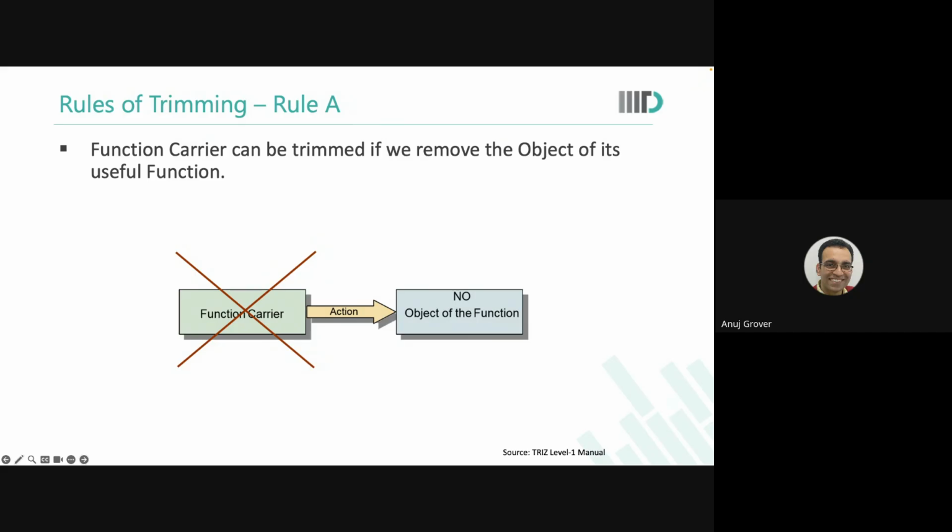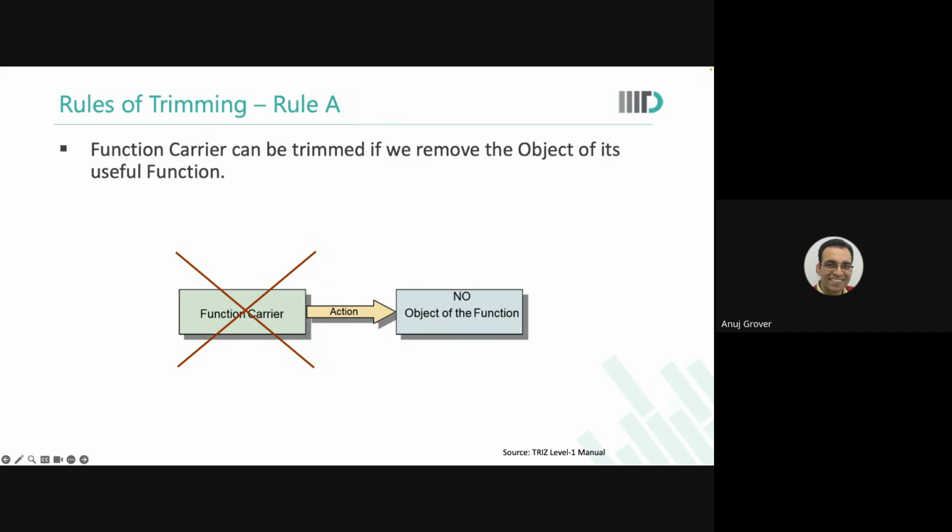So that is rule A for trimming. Yes. If there is a function carrier which has more than one function and acts on more than one object, then each and every object has to be removed to remove the function carrier. So if you've already removed it, then it has already happened. If you have not, then yes, you have to remove it. That is the rule A.